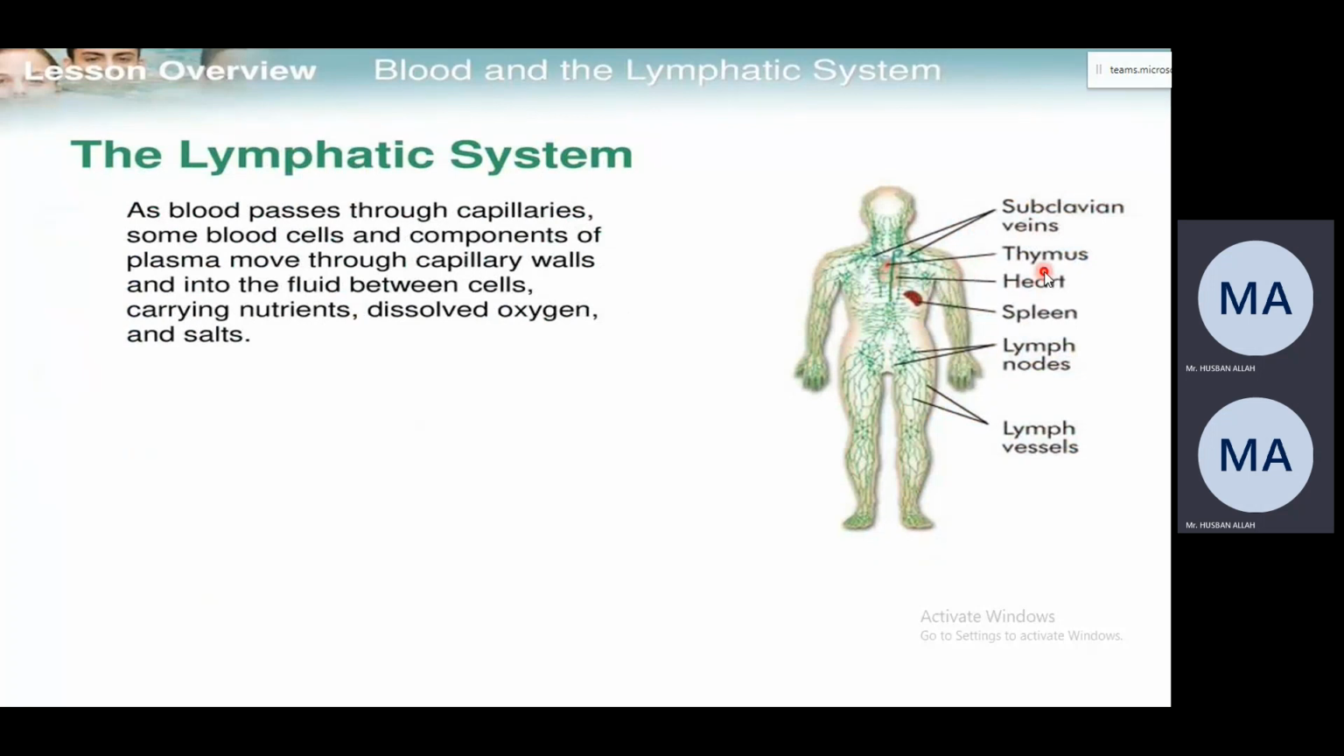Thymus is also a part, subclavian vein is also a part, spleen, lymph node, and lymph vessel. But mainly we are studying what? These vessel-like structures which we know, right? So vessel-like structures, these are what? These are either lymph node or lymph vessel, right? These two. But beside this, spleen, heart, thymus, and subclavian vein, these are also part of the lymphatic system.